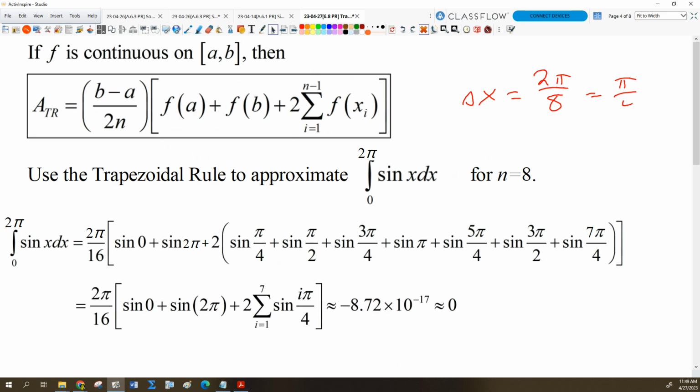There. Okay, so if we just plug that stuff in, that's what I get. Okay? Negative 8.72 times 10 to the negative 17. That's a pretty good approximation of 0, right? Using the trapezoidal rule, you don't need a huge number of trapezoids in some cases to get a pretty accurate answer. And you could do this down here.